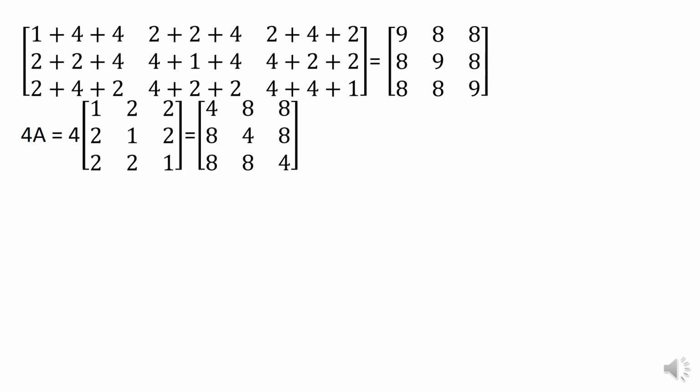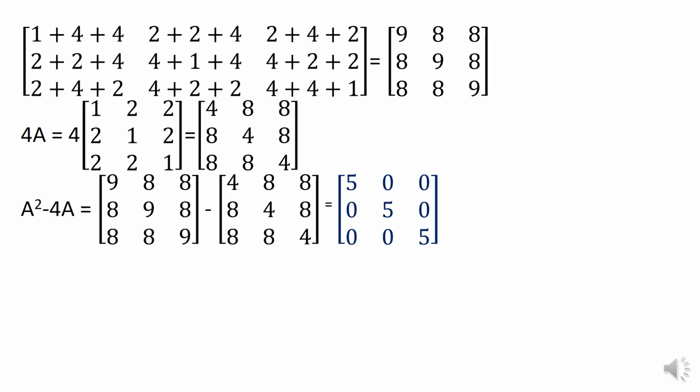Now, we also want to find out 4A, 4 into the given matrix A. Just a scalar multiplication is done where 4 is multiplied to all the elements of A and we get the answer for 4A. Now let us find the answer for A square minus 4A. This is simple enough, isn't it? Once we find A square and 4A, we can just subtract them by using the rules for subtraction, by subtracting the corresponding elements together, and we get the particular matrix here.